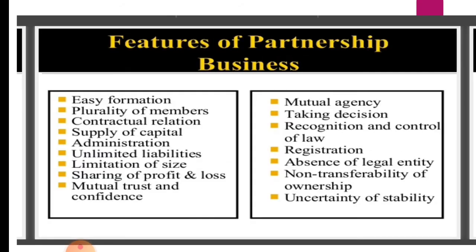Now let us move on to the features of partnership business. The first important thing is easy formation. So the main or characteristic feature is easy formation. This is a contractual relationship. If all the partners get into a contract and they sign the contract, then a partnership firm is formed. There are no particular strict rules and regulations that have to be followed. Partnership is the result of an agreement. Already we have seen, which may be oral or written.